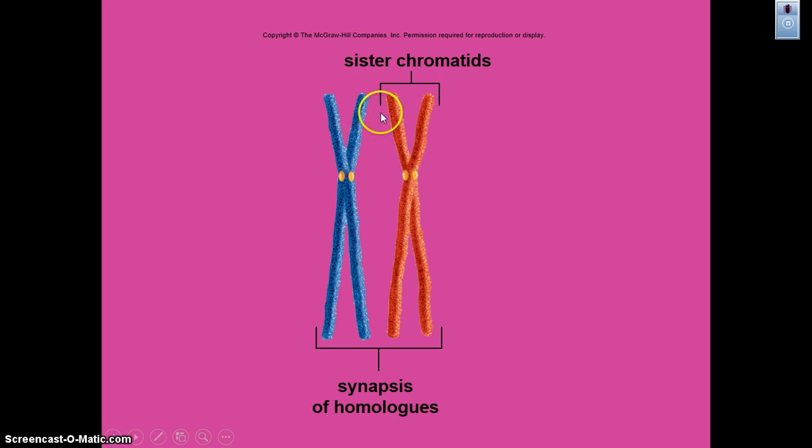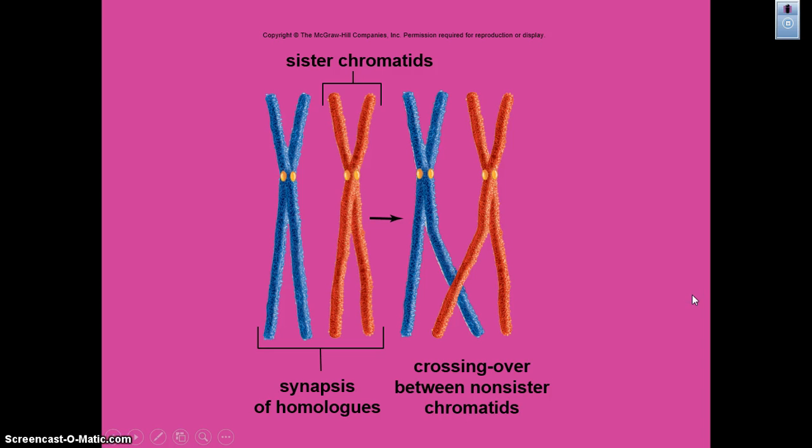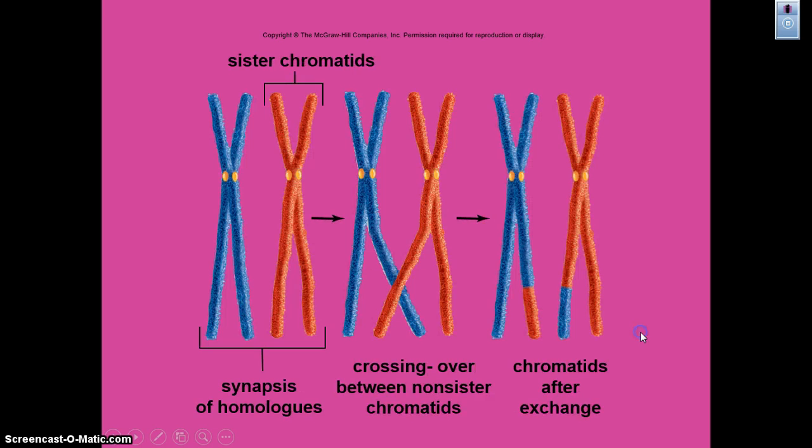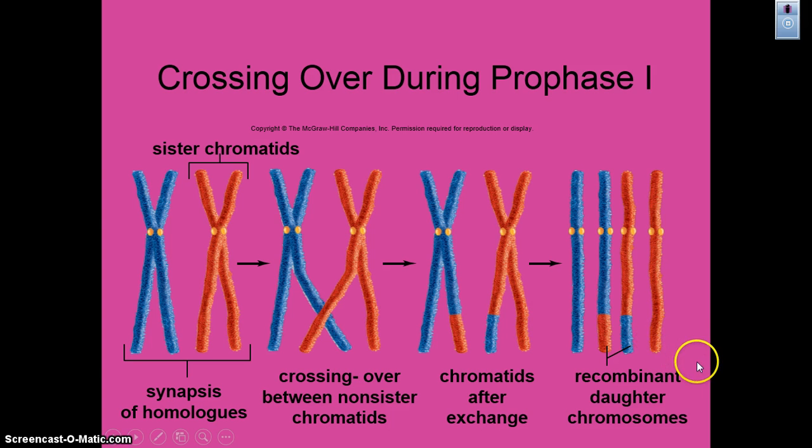Synapsis of homologs. These are sister chromatids together here. This is a homologous pair. Crossing over occurs, and crossing over is exactly what it sounds like. They're going to actually exchange genetic information when they do that. And this just leads to more genetic variation for the sperm and egg that are made.